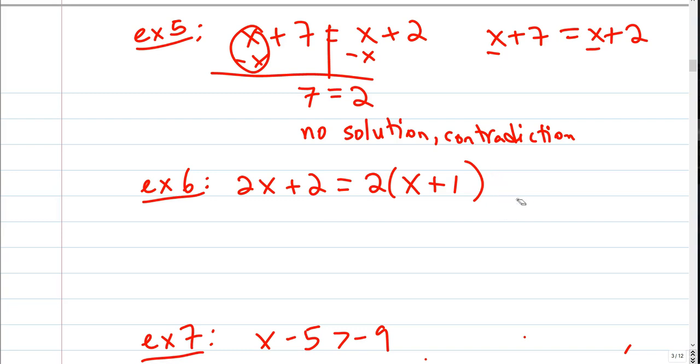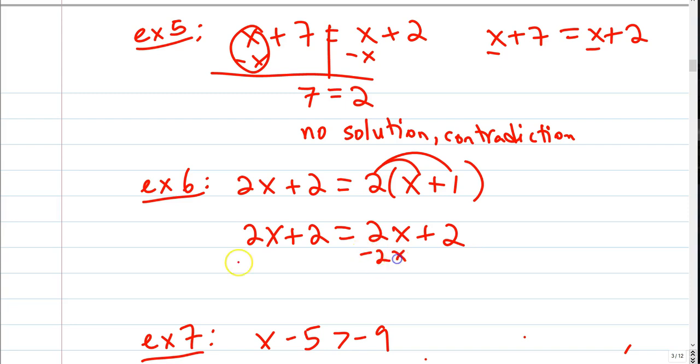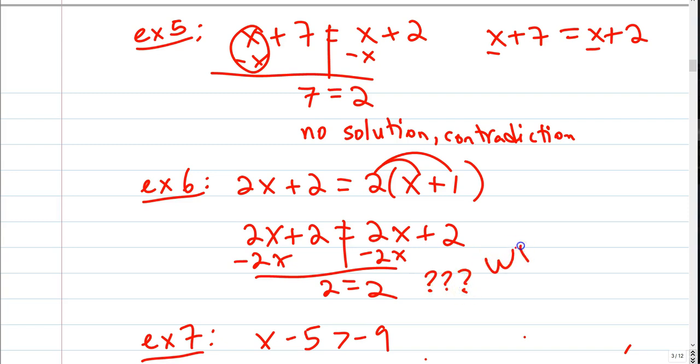Let's check the next one. 2x plus 2. Distributing that gives me 2x plus 2. Looks kind of similar. Isolate the variable again like we did before. And we get 2 equals 2. Right? What does this mean? I'm solving for x's and they all just disappeared.